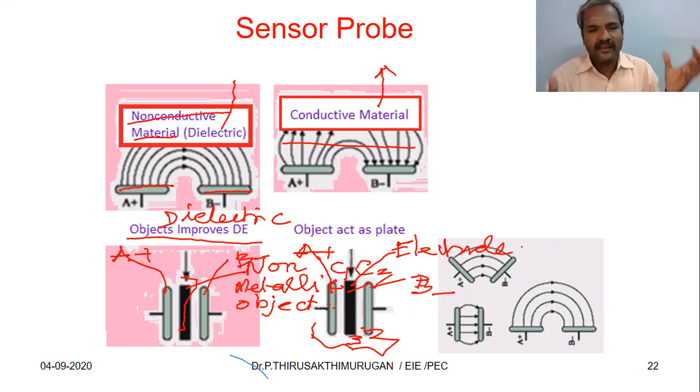When the non-metal, that is a dielectric material, approaches the sensor probe, it generates very high dielectric strength, whereas when a metallic object with high dielectric strength approaches the electrode, it itself acts as the third electrode. So it enhances the capacitance. There are more capacitances involved here.